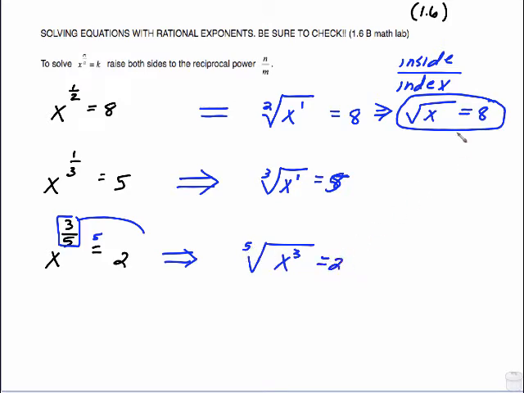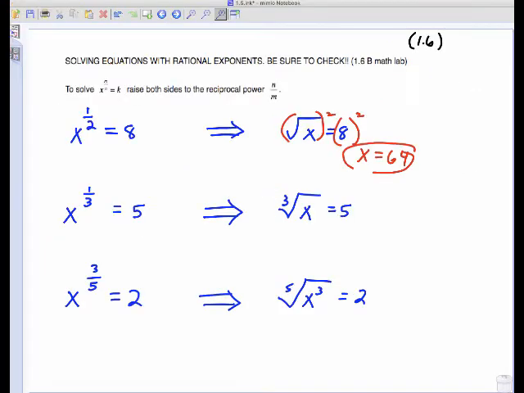Now go back to this radical equation. If we're going to solve this, this is the square root. To solve this, we need to do the opposite, which is square both sides. So square root of x squared is x, 8 squared is 64, and that is my solution. So why did we square both sides right here? Because it was the opposite of square root.